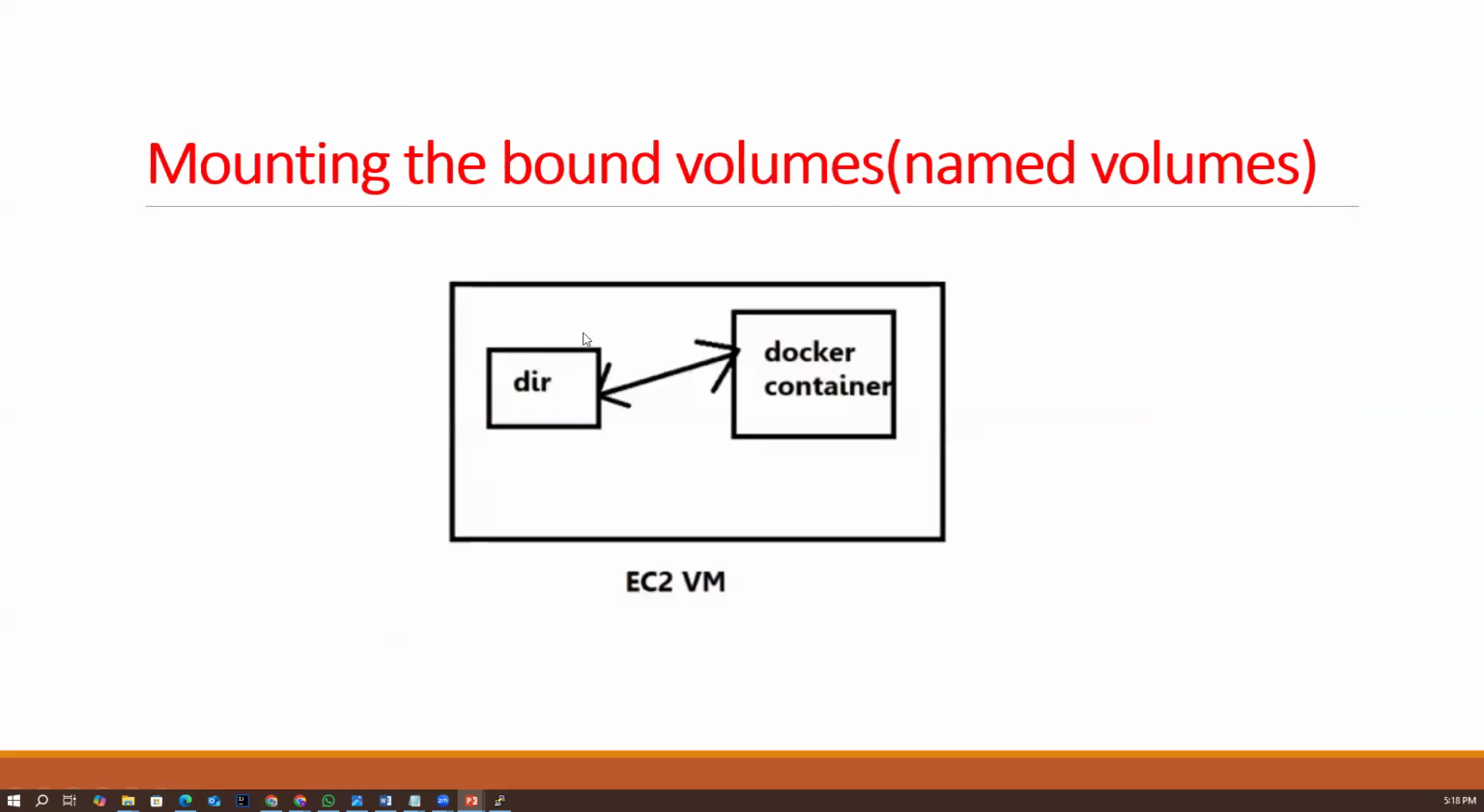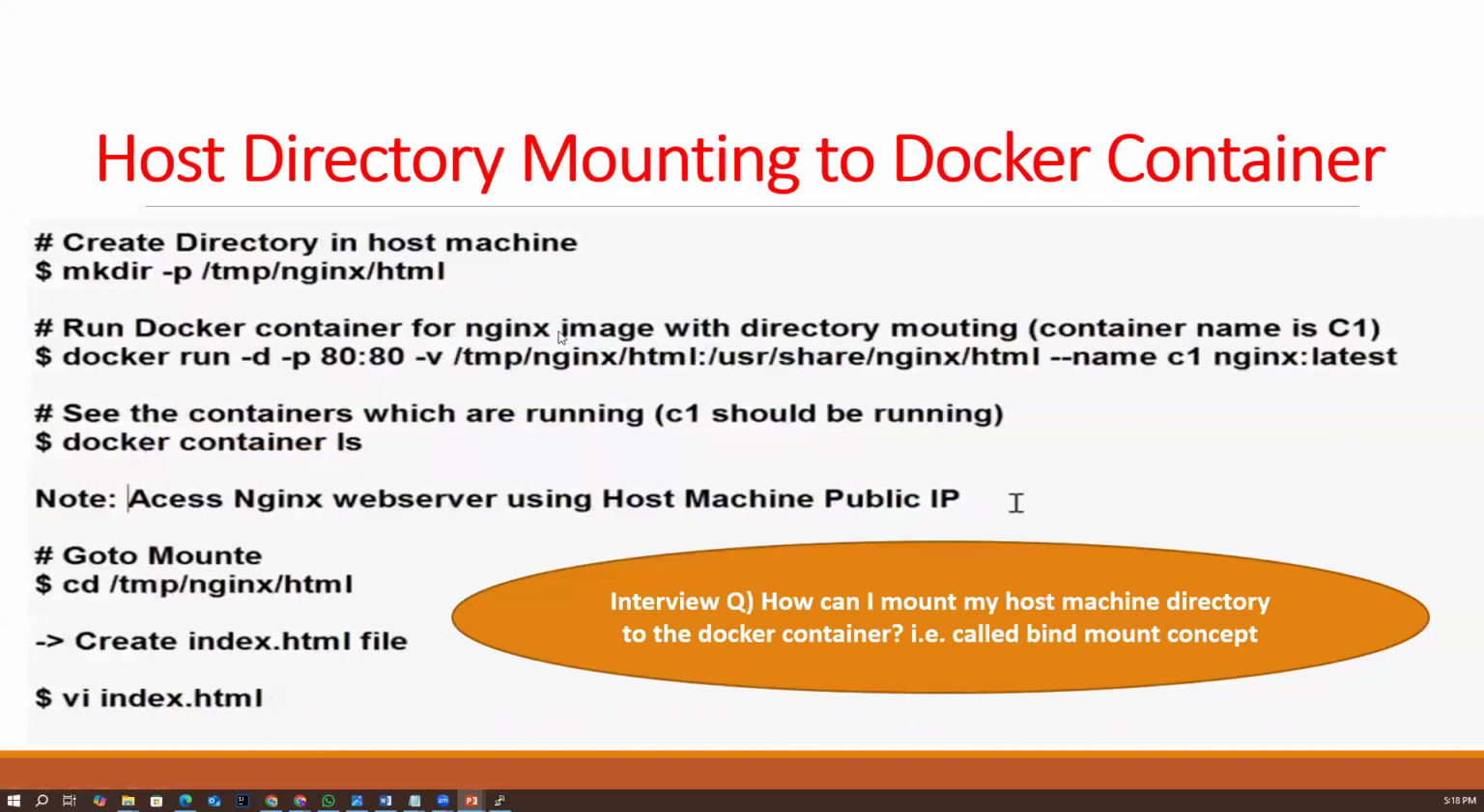So, mounting bind volumes as a named volume. A bind volume is nothing but a host directory mounted to the Docker container. What is the host directory? What is host? Host is nothing but an EC2.